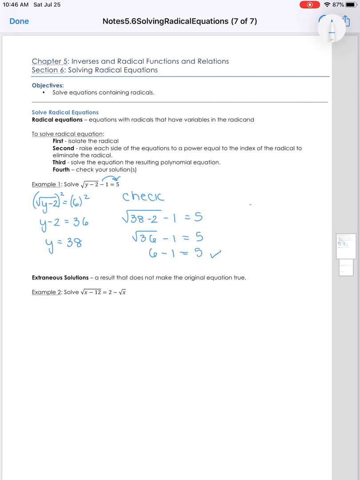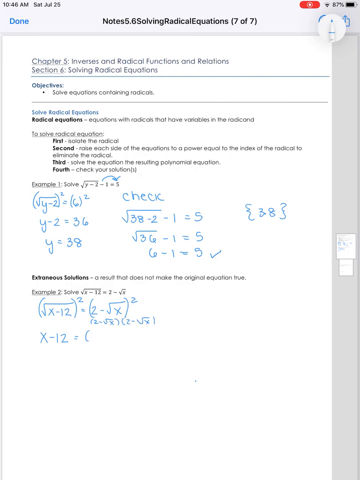Step 2, in order to get rid of a square root, we're going to square it. So what we do to one side, we do to the other. And a square root and a square cancel each other out. And then when we solve, we get y is equal to 38. Now, you always have to make sure that you check. So if we sub 38 into this original problem, we get the square root of 36 minus 1 equals 5, and 6 minus 1 equals 5, which is true. So that means 38 is our answer for this one.